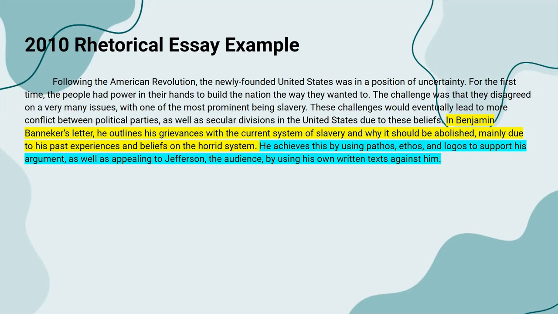My thesis, which is in yellow, is: in his letter, he outlined his grievances with the current system of slavery and why it should be abolished, mainly due to his past experiences and beliefs. That's a very simple thesis. My thesis is he did not like slavery because of his past experiences and beliefs about it, and he wanted it to be abolished. Very fine thesis. However, then I build upon it in a sentence saying he achieves this by using pathos, ethos, and logos to support his argument, as well as appealing to Jefferson, the audience, by using his own written text against him. There I explained the rhetorical strategies that I'm going to be going into during my essay, with one of them being how he uses pathos, ethos, and logos. That's in my first paragraph. And the second one, you're talking about how he uses audience.